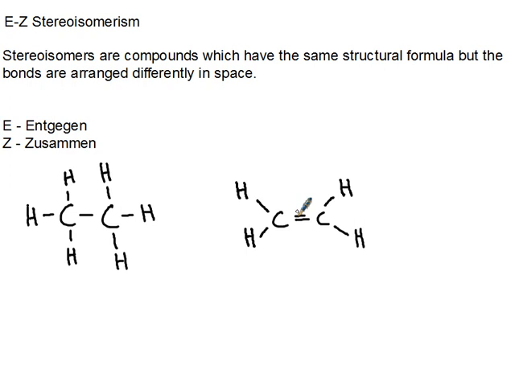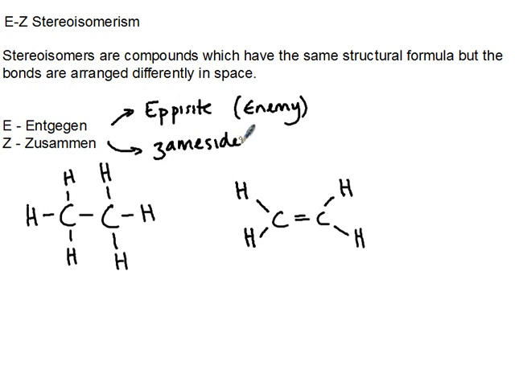But the terms E and Z come from German, where entgegen means opposite and zusammen means together. So we could, in theory, if we wanted to learn these definitions when we're looking at molecules, write opposite as an easy way of remembering it all, or in the words of Miss Johnson, enemy, as in they're away from each other, and zusammen as in together, so opposite and same side, as in meaning on the same side over here.